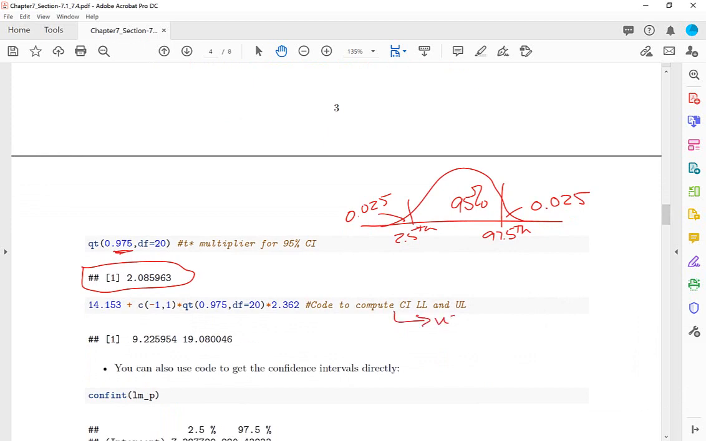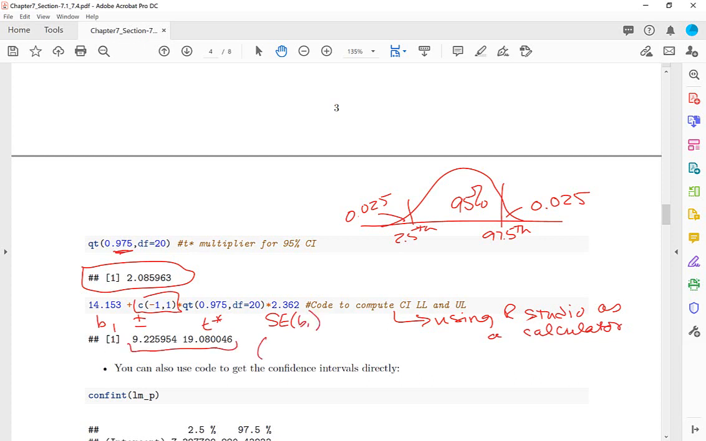So using R as a calculator, we're going to take our value of slope plus or minus, that's what this code here gives us, the t-star multiplier times the standard error of our slope. So this gives us a 95% confidence interval of 9.226 to 19.08.